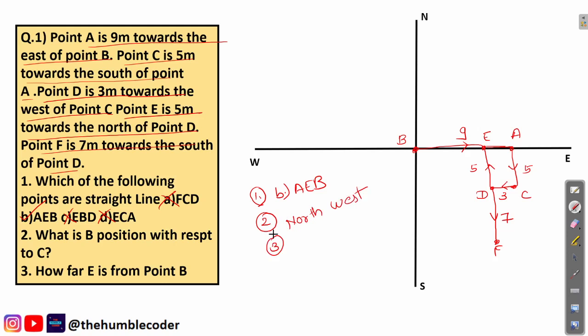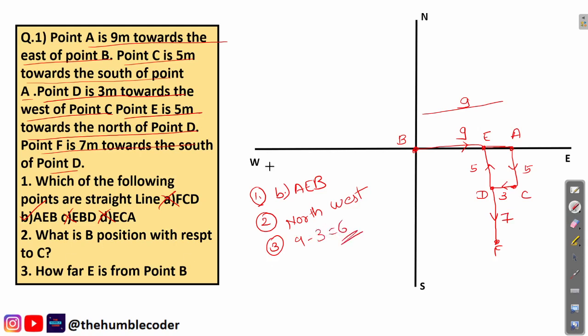Third question is, how far is E from point B? So we have to find out the distance between E and B. Right now E is here and B is here. We have to find this distance. This total distance was 9, and we need to subtract the EA distance, that is 3, from 9. So 9 minus 3 will be 6. So the correct answer is 6.